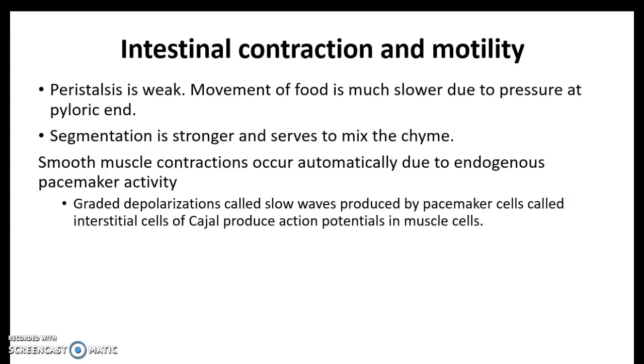Now, segmentation actually helps the food to mix with the chyme, and this is muscular constrictions of the lumen which occur simultaneously at different intestinal segments. So we have more segmentation in the proximal end of the intestine than in the distal end. By proximal end we mean the duodenum and jejunum will have more segmentation as compared to the ileum, which is the distal end of the small intestine.